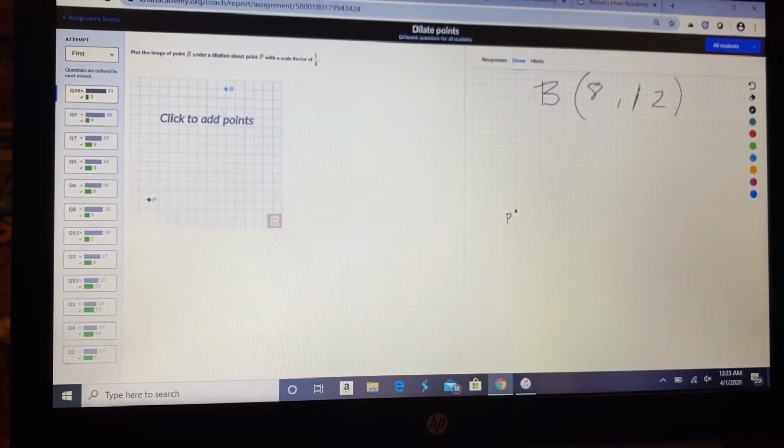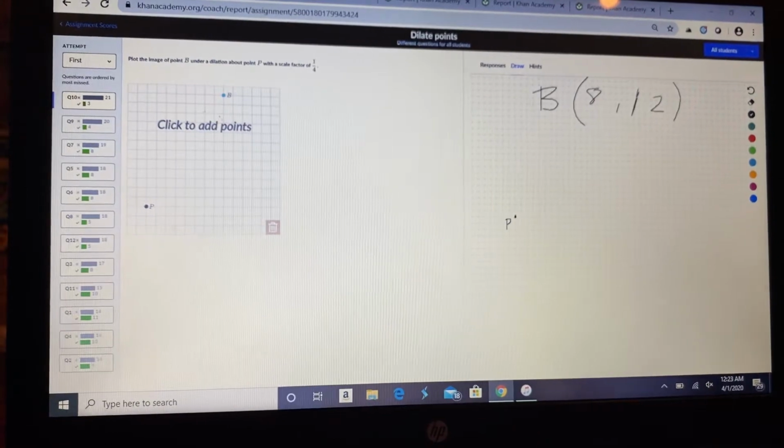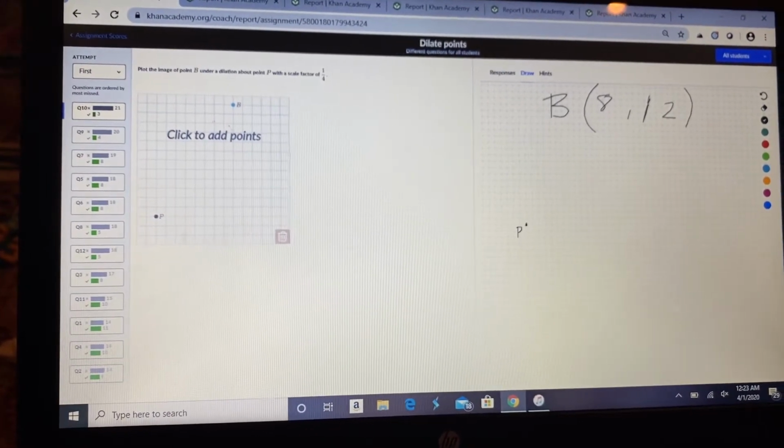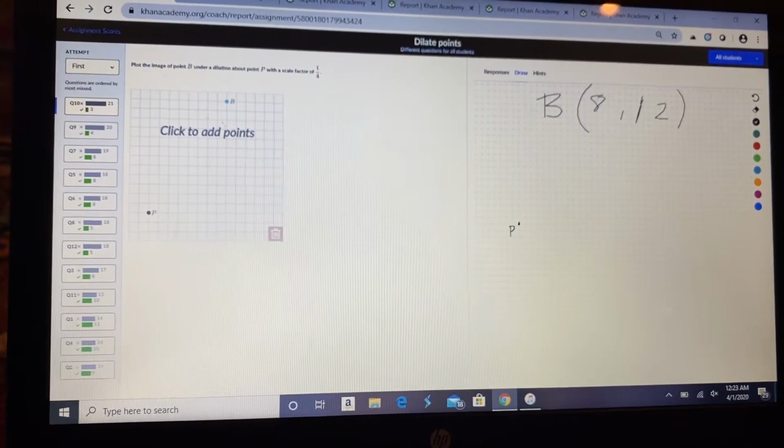How to dilate points. So I'm just going to look back at the most missed questions and go back over those. Realize you can still go in and redo your quiz. So if you didn't make a 100, go back and try these again once you get a few more examples.